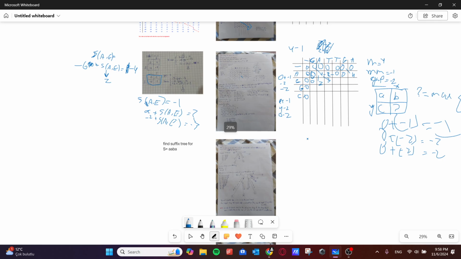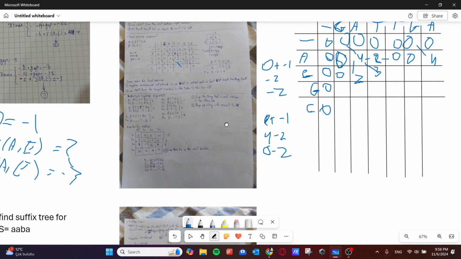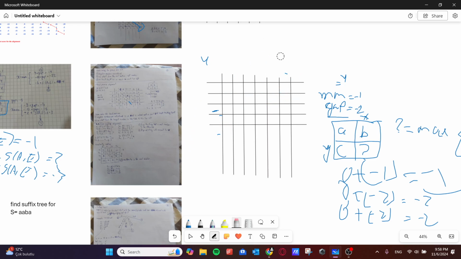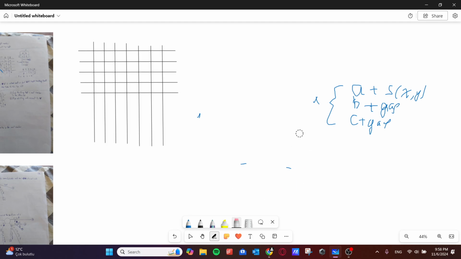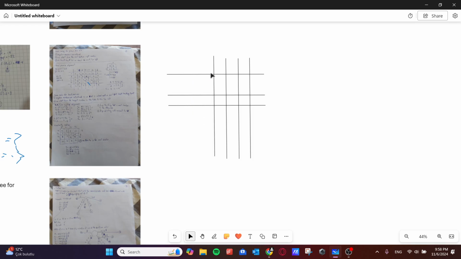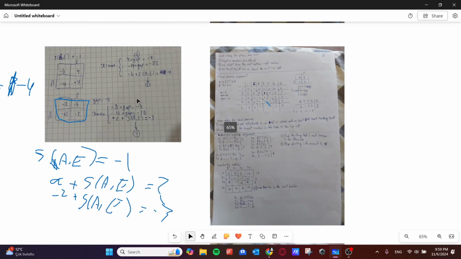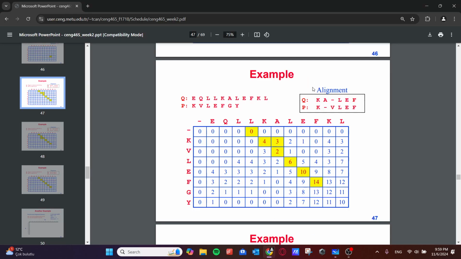Okay, we are done with local pairwise alignment. Let's delete these. He gave us some examples, so I'll try to solve them. Okay, so we have finished here. We take the rules. Yes, so let's go for the examples.